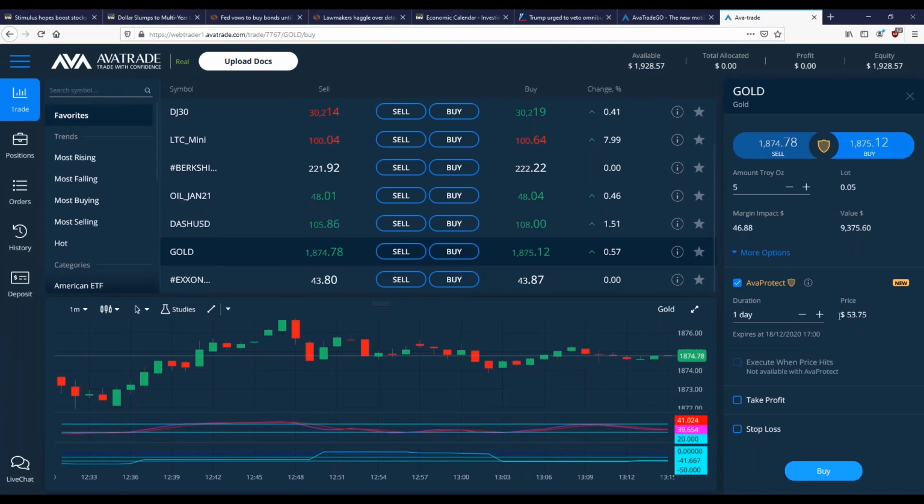And the premium cost is shown here for the coverage. It costs less for shorter time periods, costs more for longer time periods. That's it. The cost is a small fraction of what the potential profit could be.